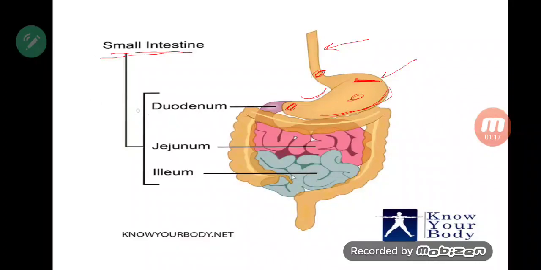It is divided into three parts: the duodenum, jejunum, and ileum. The duodenum is the first part. It connects the stomach to the small intestine and the large intestine. The duodenum has four parts, the first part, second part, and third part. By this color, it is duodenum, and here is the jejunum, and here is the ileum.